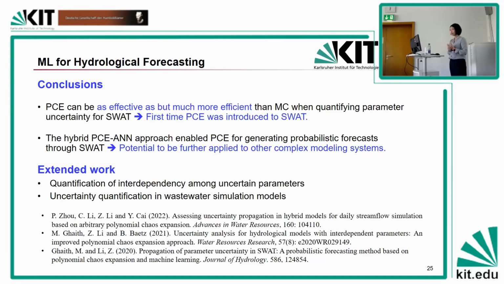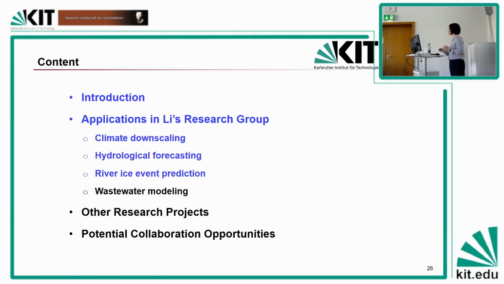So based on that, we extended our work to some other problems because this can be used not just for hydrological modeling, but also for other applications. We used it for a wastewater modeling system, and we further improved the algorithm so that we can further address the interaction among different uncertain parameters. So that's the second application.